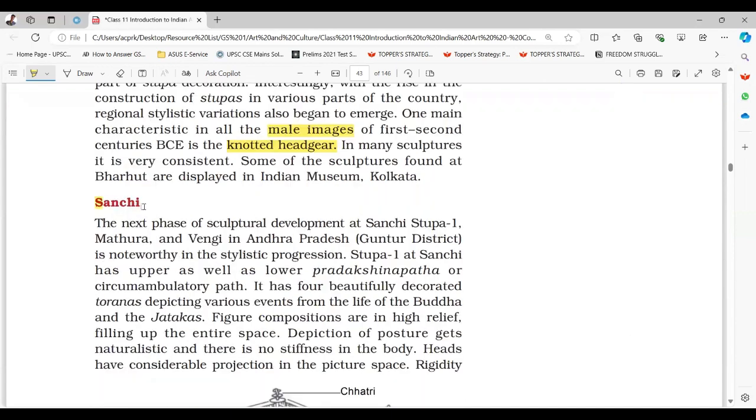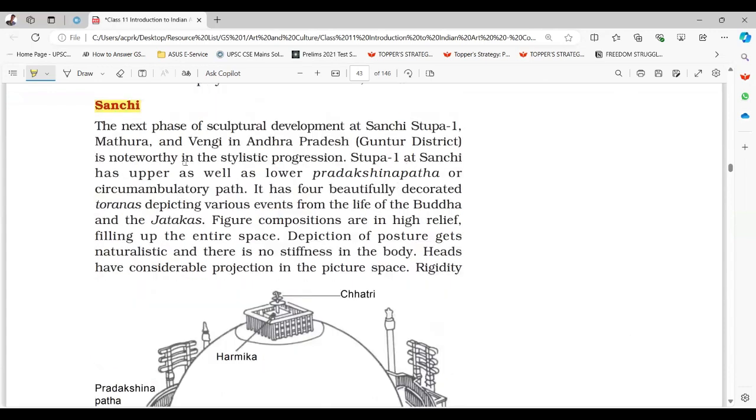The next phase of sculptural development, at Sanchi Stupa 1, Mathura, and Vengi in Guntur district, Andhra Pradesh, is noteworthy in the stylistic progression. Stupa 1 at Sanchi has an upper as well as a lower Pradakshina Patha, or circumambulatory path. It has four beautifully decorated Toranas depicting various events from the life of the Buddha and Jatakas.